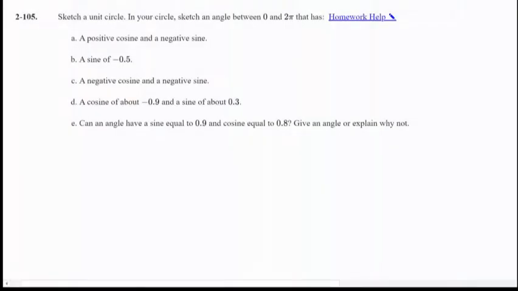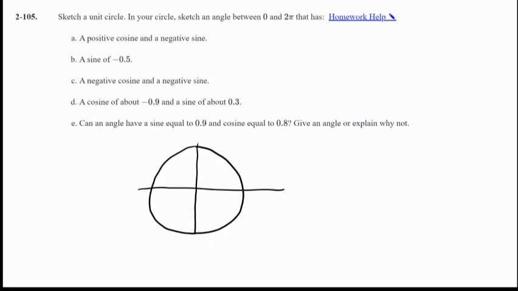Here we're asked to sketch a unit circle, and in your circle, sketch an angle between 0 and 2 pi that has, and then a bunch of stuff. So here's our unit circle that I'm going to draw here. We have to draw a bunch of different things.